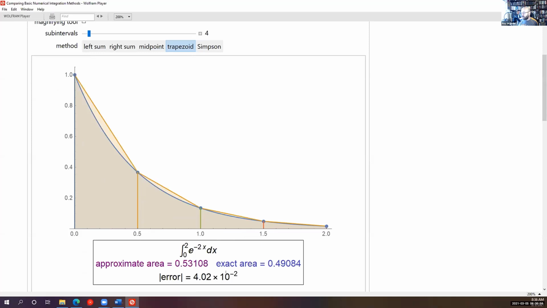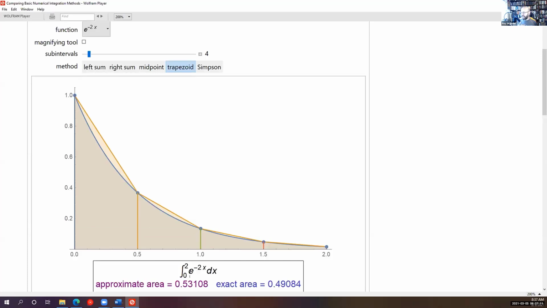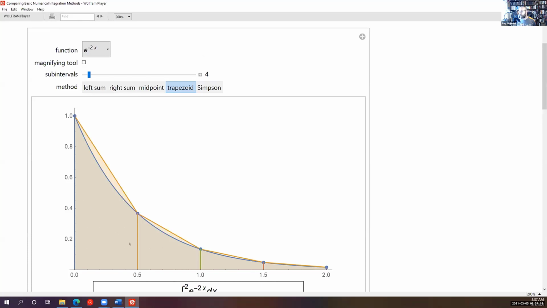That's actually pretty small. Remember, my errors before were around 2 times 10 to the negative first. This is 4 times 10 to the negative second. In other words, 0.04 is the error versus 0.2. And you say, yeah, that totally makes sense, that this looks like it's going to be a really good approximation.